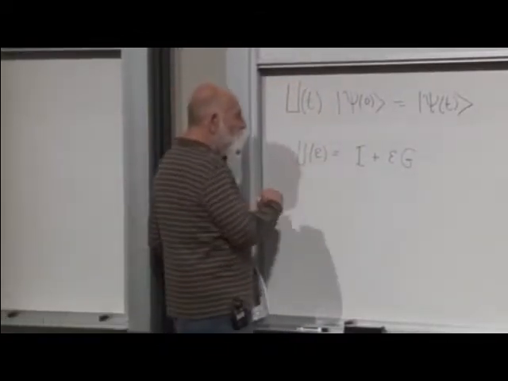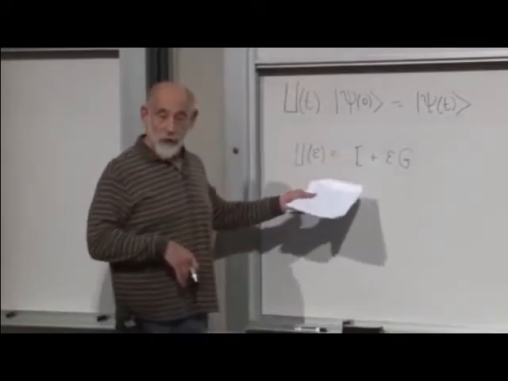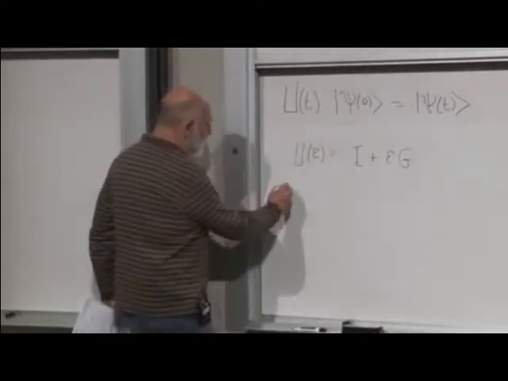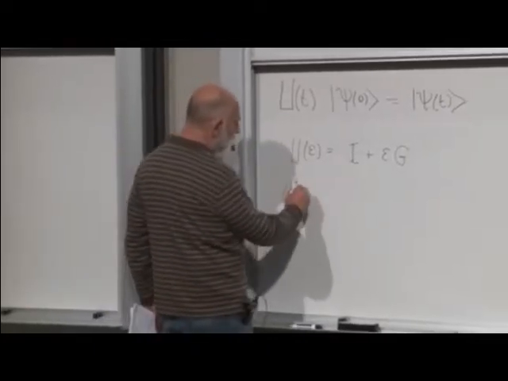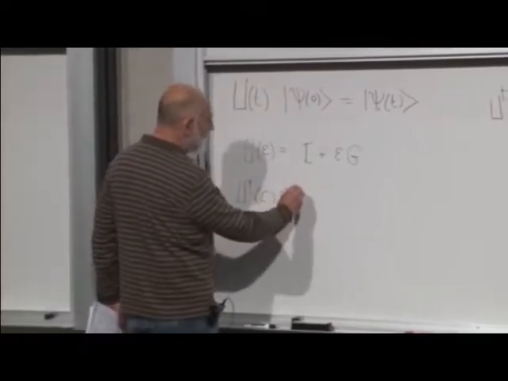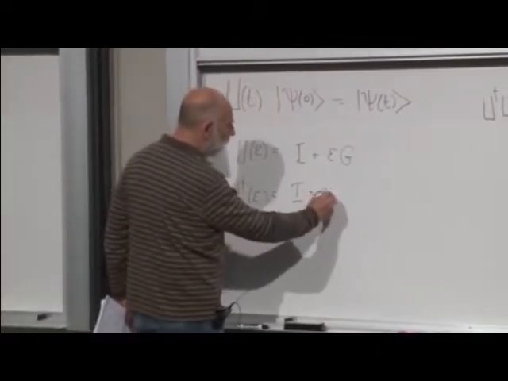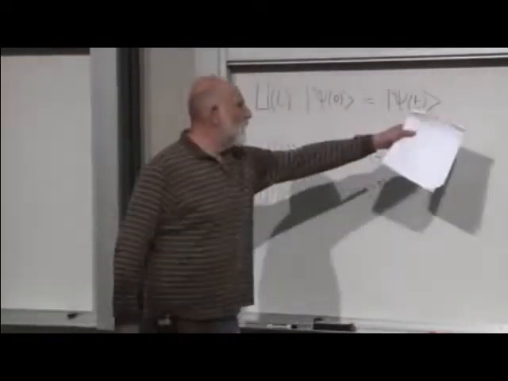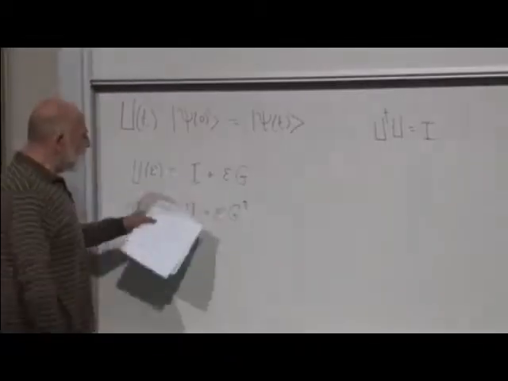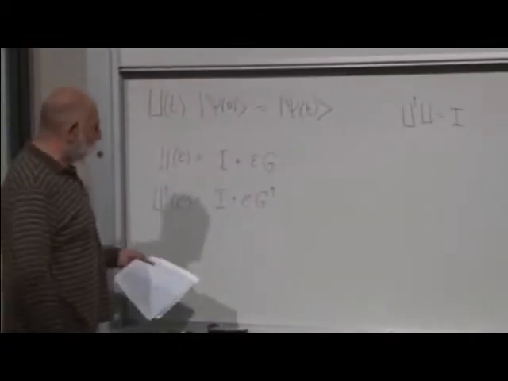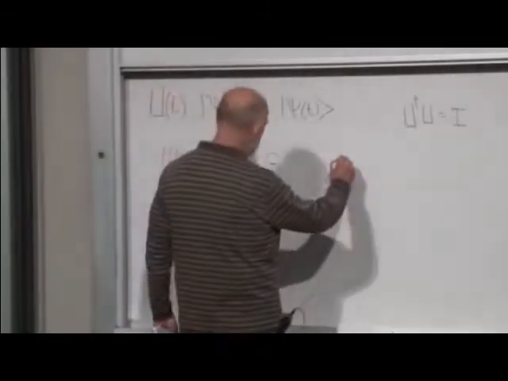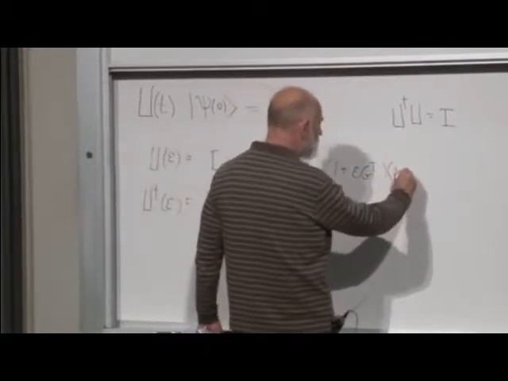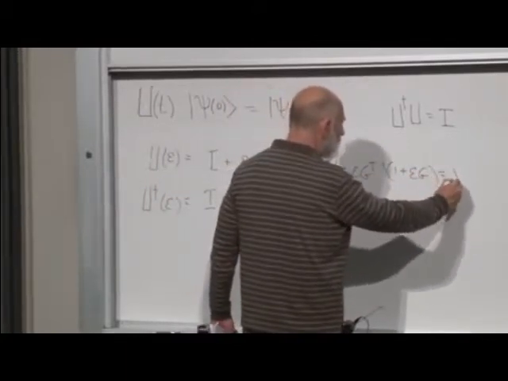All right, so U is of this form. There's nothing wrong with this. This is a correct thing. The only question is, what do we know about G? So let's write down U conjugate, the Hermitian conjugate of epsilon. That's equal to 1 plus epsilon times G dagger, the Hermitian conjugate of G. And now let's multiply these together and insist that the answer to leading order in epsilon is just 1. So that will say that 1 plus epsilon G dagger times 1 plus epsilon G is equal to 1.